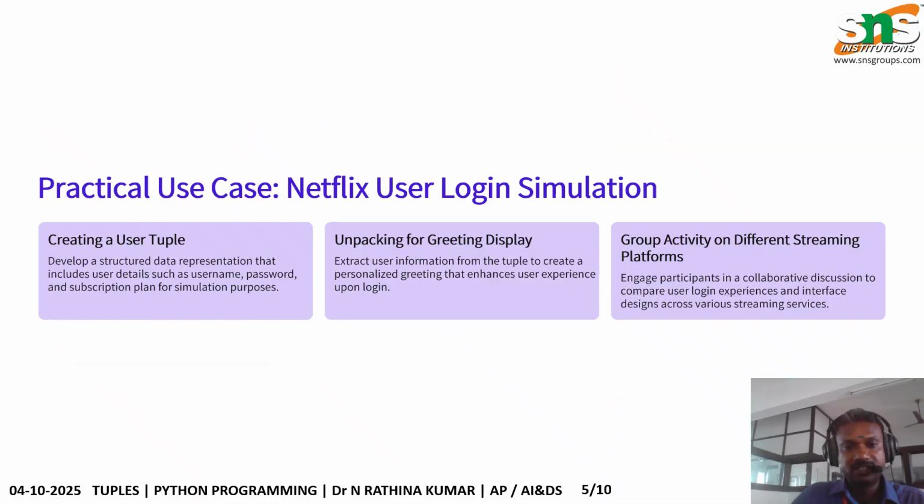The next one is a case study I am taking. For example, a Netflix user login. A user login never changes. So in this situation, we use a tuple instead of a list. In a list we can do modification, whereas in a tuple we cannot. Once it is created, we cannot do modification. So for user login or anything similar, we can use the concept of tuple.